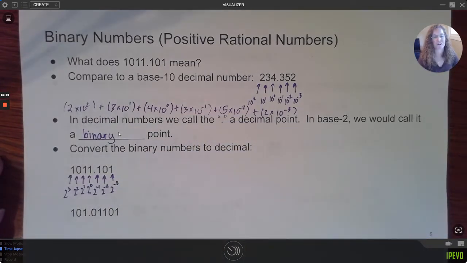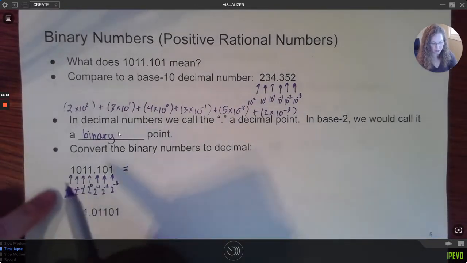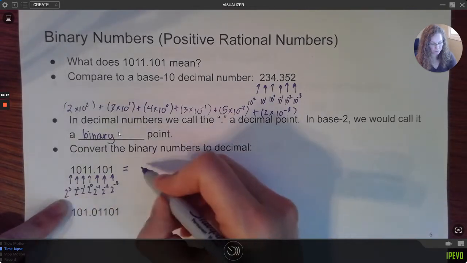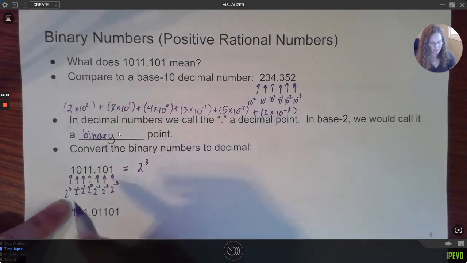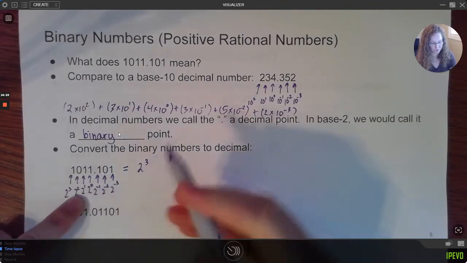So if I wanted to figure out what this number was, well, I could just expand it. So I have 1, I have a 2 cubed, one of those. I don't have any 2 squareds, but I do have a 2 to the first.